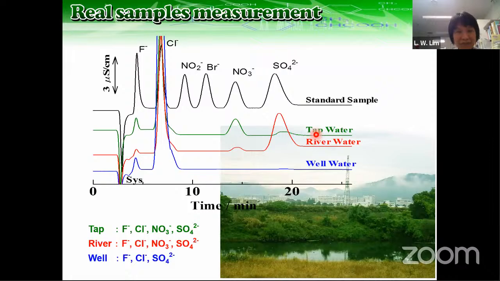So when your column is good, you can try to analyze a real sample. Ion chromatography is usually used for environmental analysis. For example, here you can determine nitrate. It's quite a popular sample, because when it is near an agriculture area, the water most likely contains some nitrate.